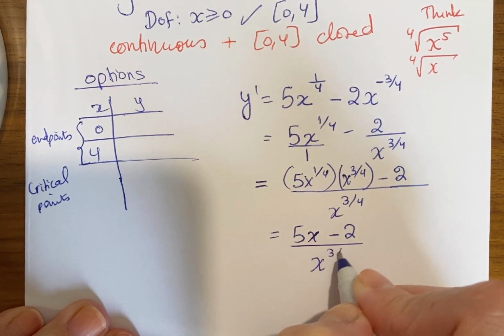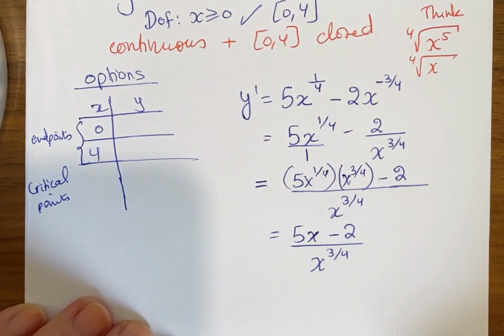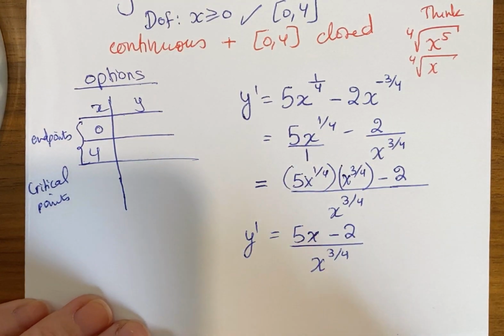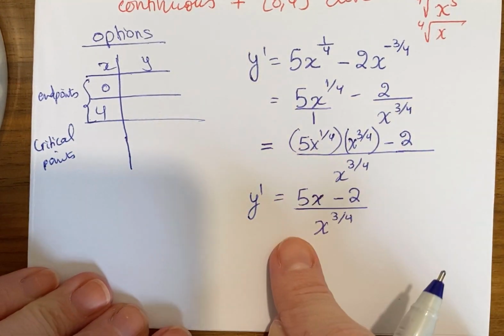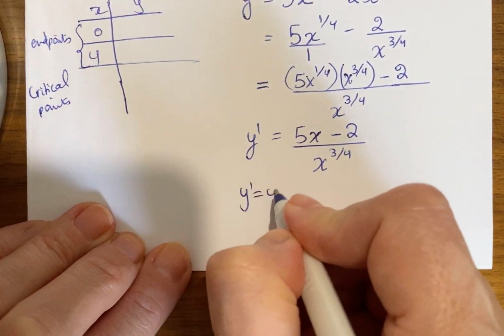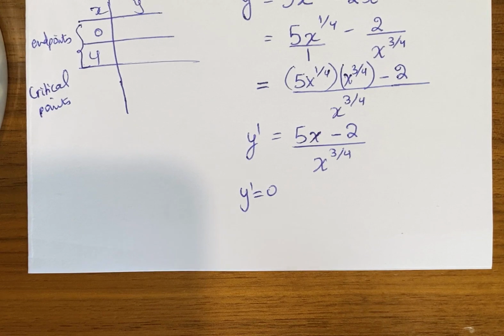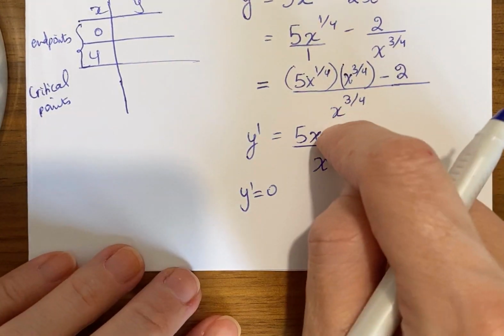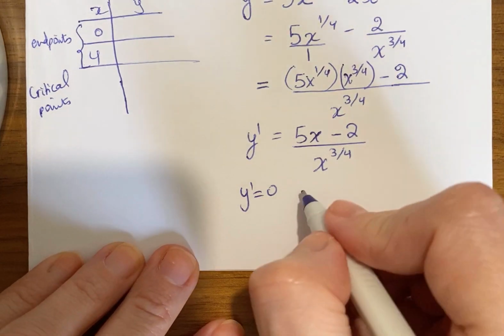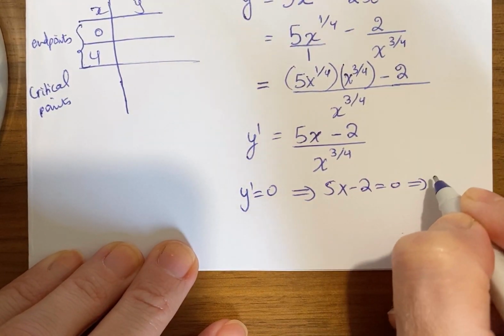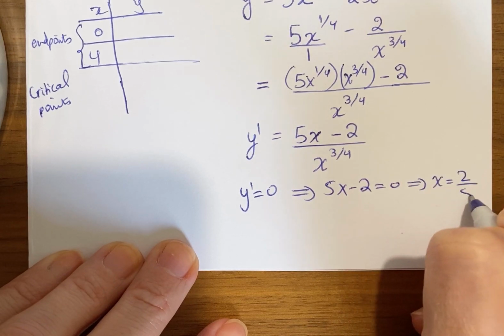Simply imagine all this complicated problem. Its derivative is this function. When I simplify as such, it makes it easier to answer my questions. My first question is, when is y prime equal to 0? A fraction is equal to 0 when the numerator is 0. So when 5x minus 2 is 0, this means 5x equals 2, so x equals 2 over 5.